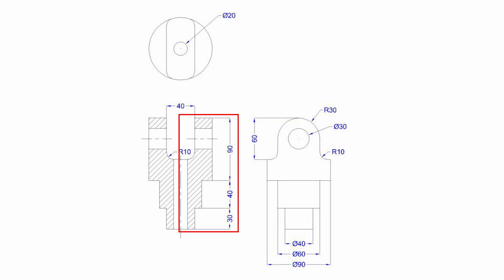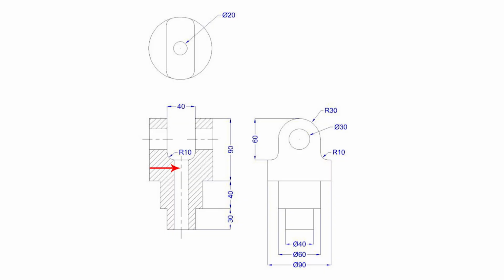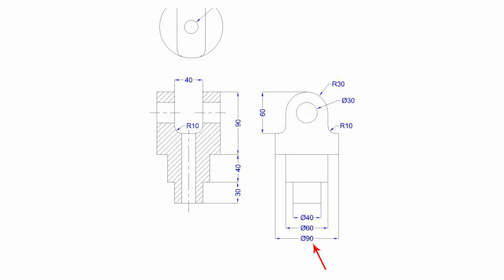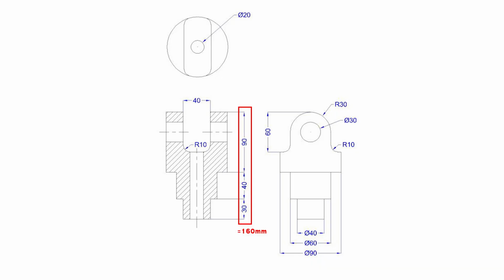This is the drawing that we are going to follow. First, I will sketch this half section and then revolve along this axis. The diameter of this part is 90 mm and the height is 160 mm.